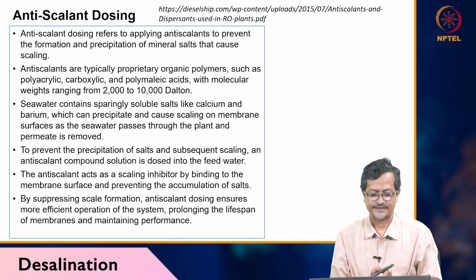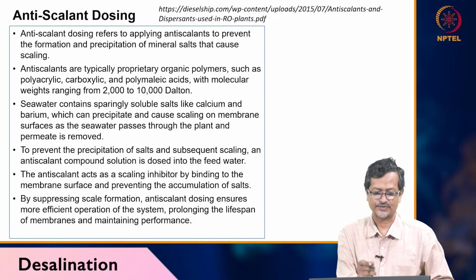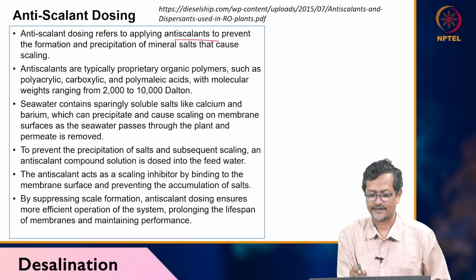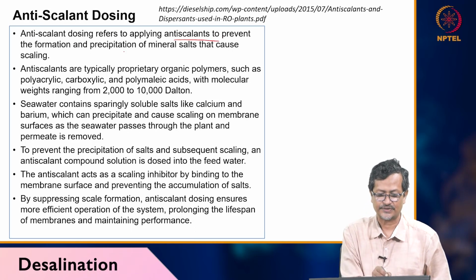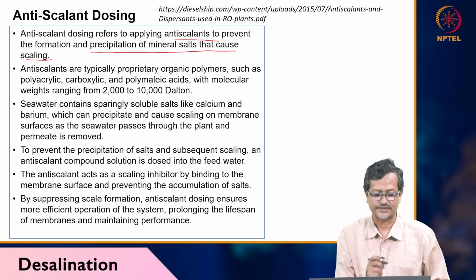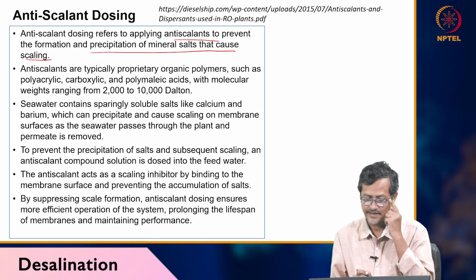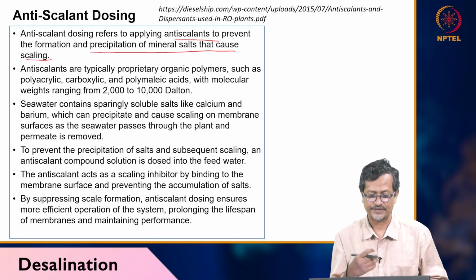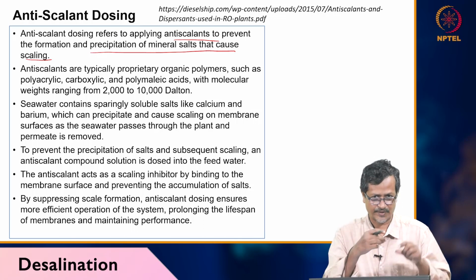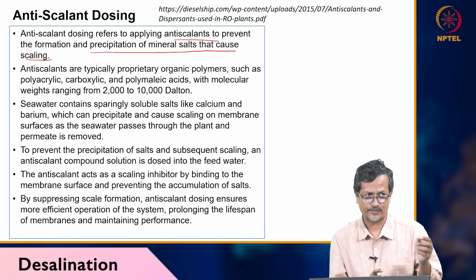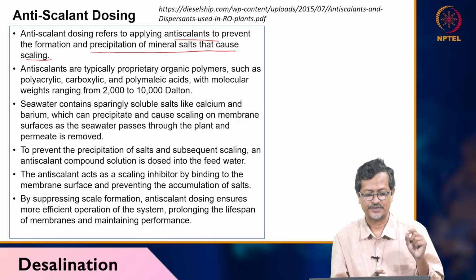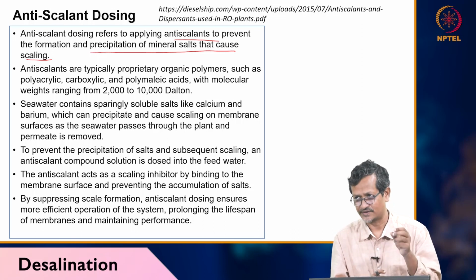Then there will be anti-scaling dosing. Anti-scaling dosing refers to applying anti-scalant chemical to prevent the formation and precipitation of mineral salt that cause scaling. Scaling means rusting or deposition of metal oxides inside the systems. If it is getting deposited gradually, the whole pipeline system or your filtration system will get blocked. That's why you should put some anti-scalant dosing or some chemical to avoid scaling.